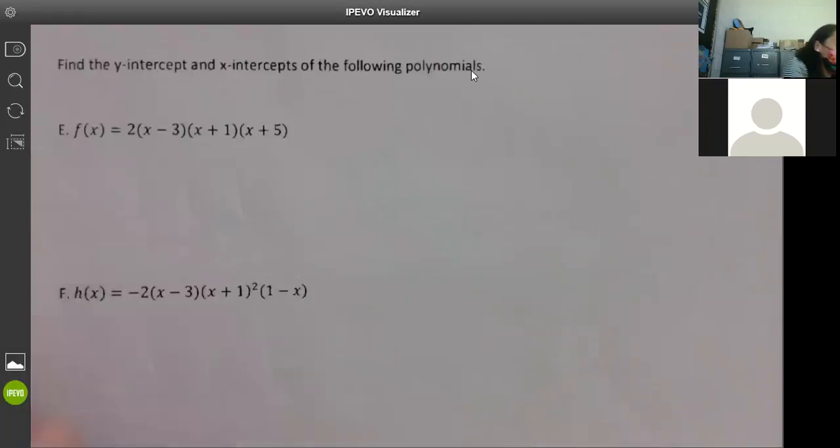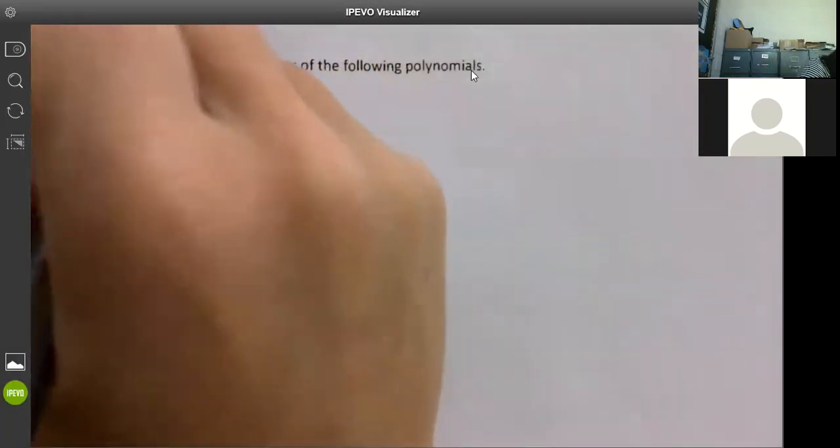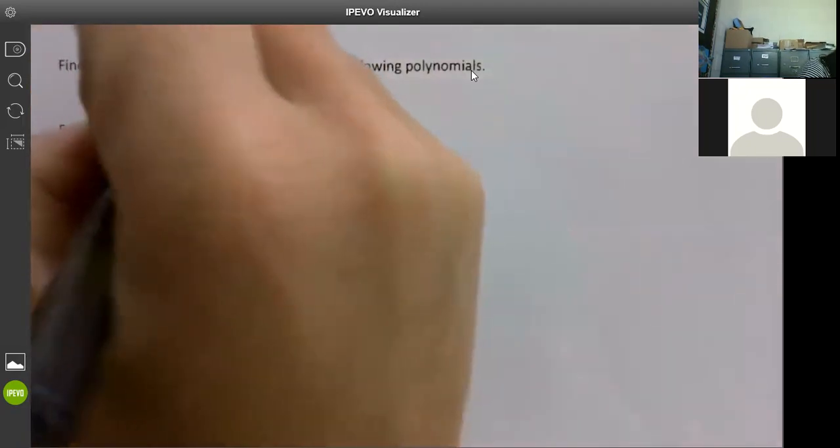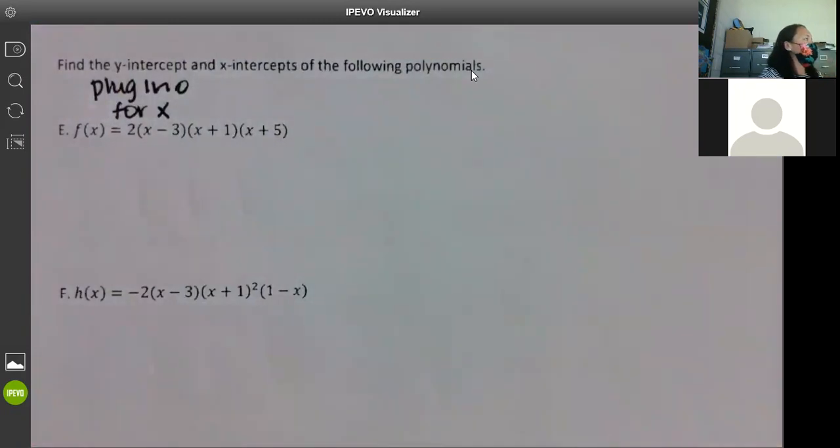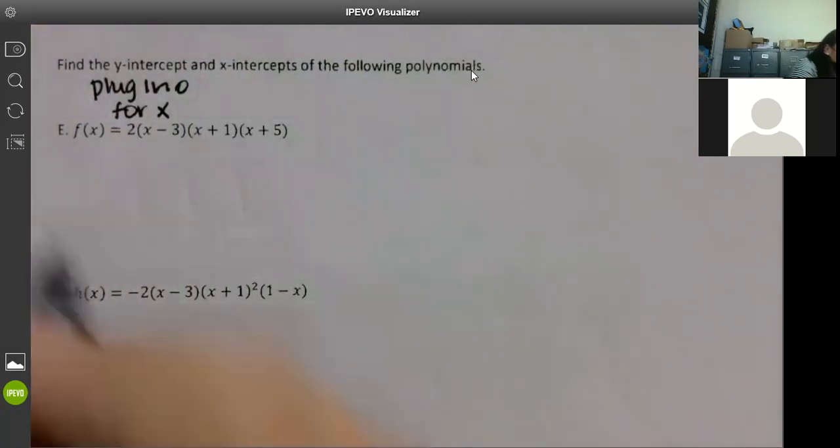So to find the y-intercept, we're going to plug in 0 for x. That's the easy one, y'all. The y-intercept is always the easiest. So I'm going to do both of these with the y-intercept first, and then we'll go back and do the x-intercept, okay?